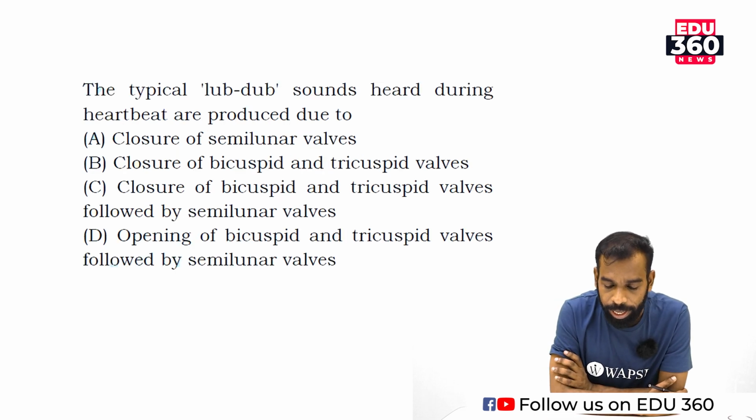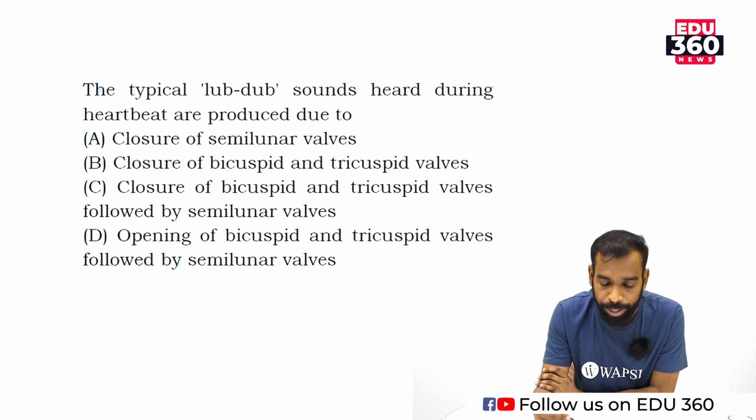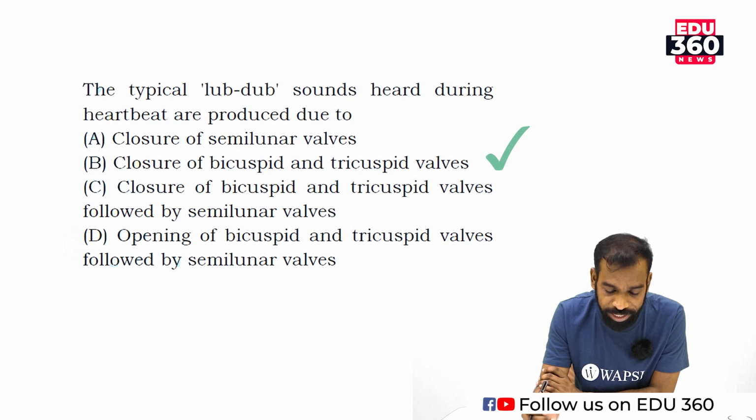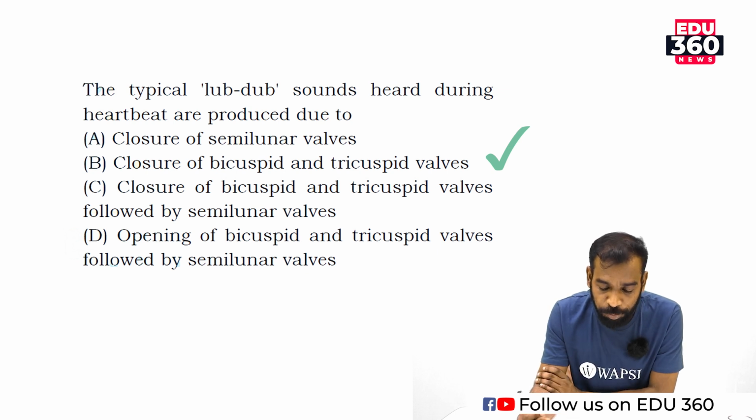The typical lub-dub sound heard during heartbeat is produced due to closure of semilunar valve, that is option A. Closure of bicuspid and tricuspid valve, that is option B. Closure of bicuspid and tricuspid valve followed by semilunar valve, that is option C. Opening of bicuspid and tricuspid valve followed by semilunar valve.